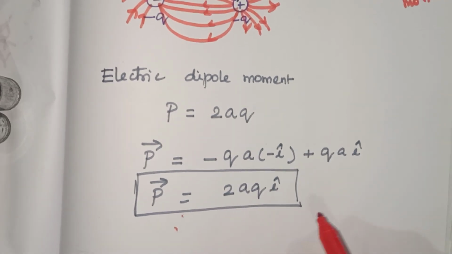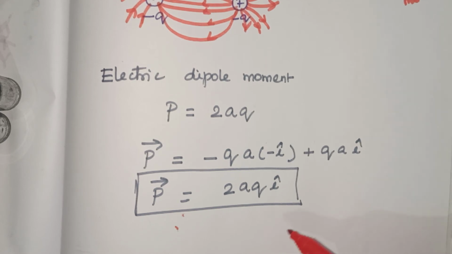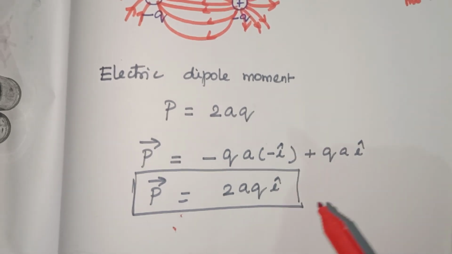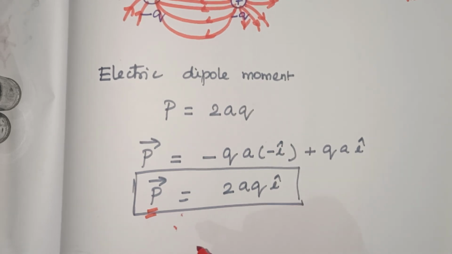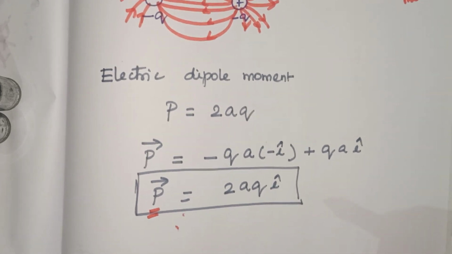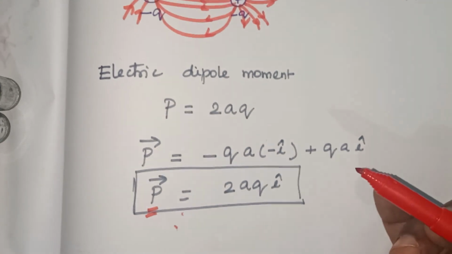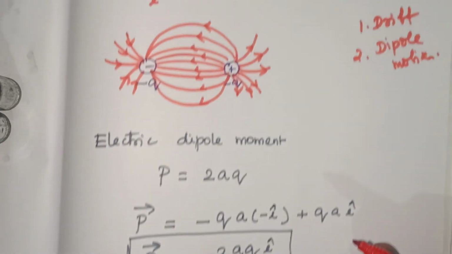Why do we learn this? The dipole moment is an important parameter. This is a very important parameter used to define dipole fields. Okay, thank you.